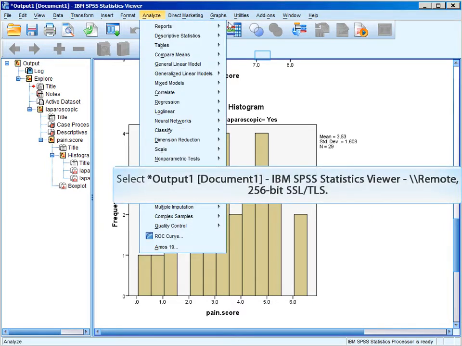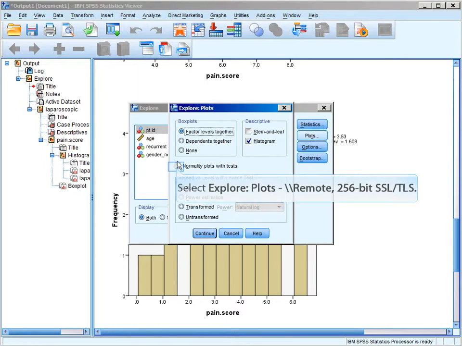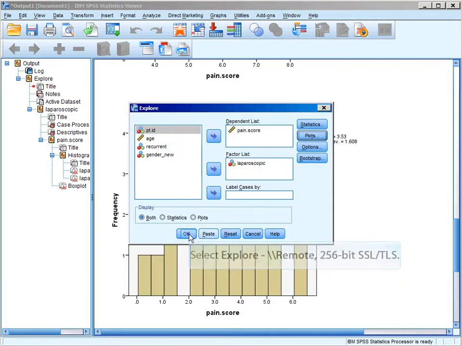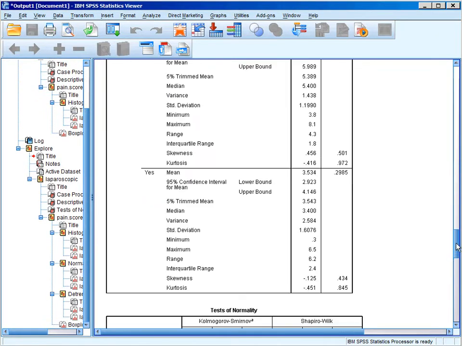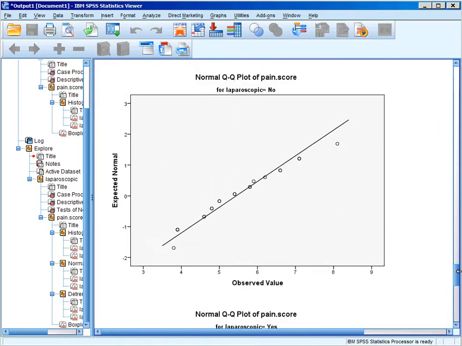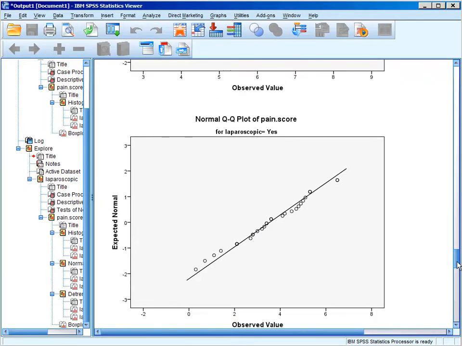So let's go back to Analyze, Descriptive Statistics, Explore, and go to plots, but this time include normality plots with tests here. And click Continue and OK. And this will produce all our plots again, but this time we've got normality plots included. Actually, this isn't as bad as we might have feared. There is slight deviation towards the right-hand side of the graph from the 45-degree line, but it's not bad. And for the yes group, again, they're hugging the line there.